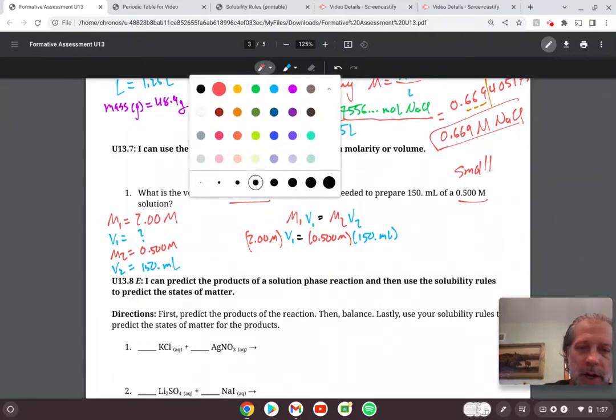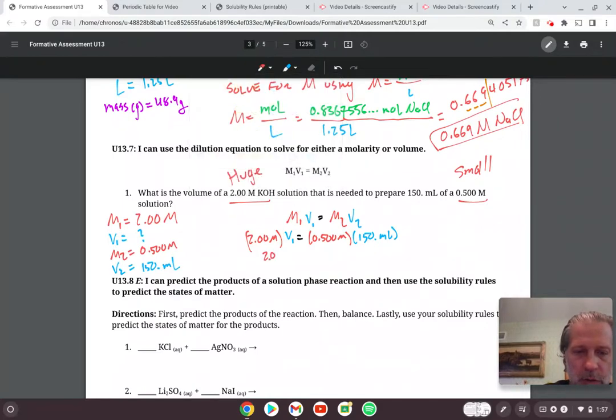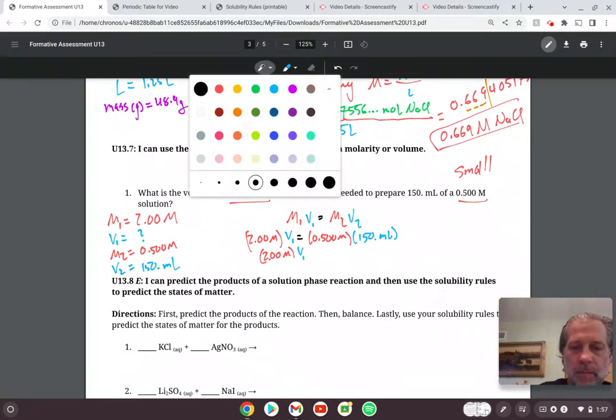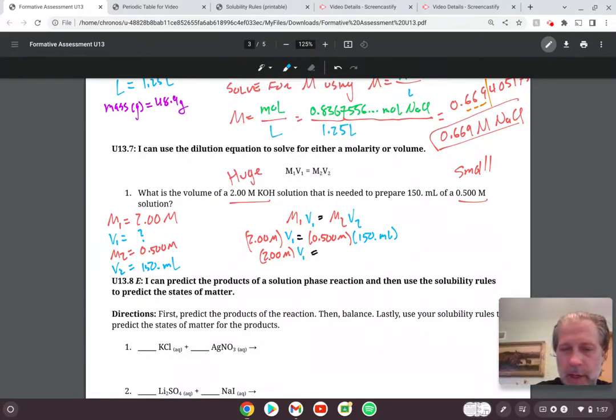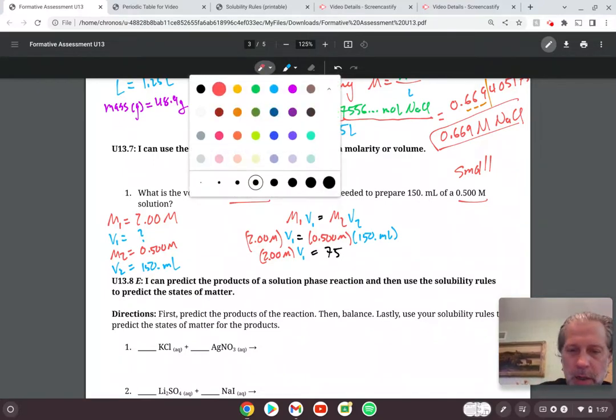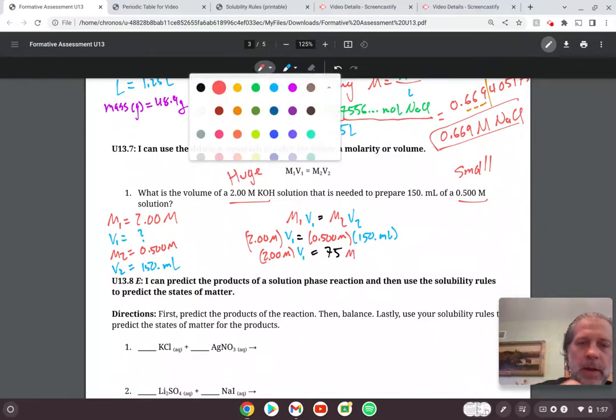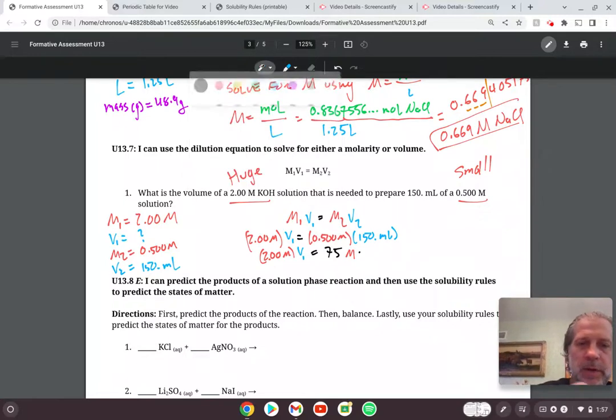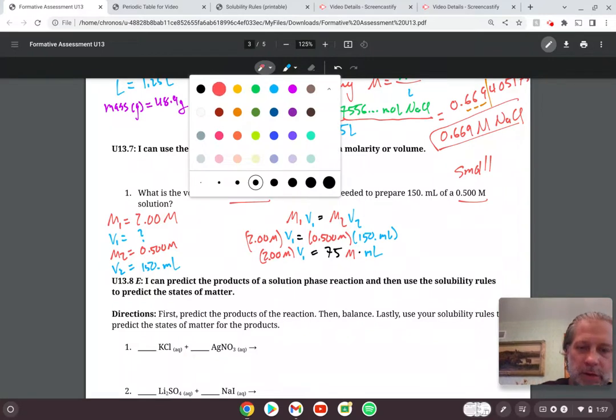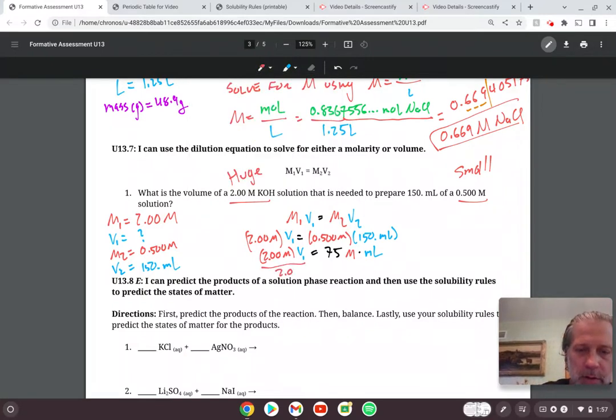So that tells me that I'm going to have 2 molar times V1 equals, we'll say 75, and my unit here is going to be molarity times milliliters. I'm going to divide both sides by the 2 molar.